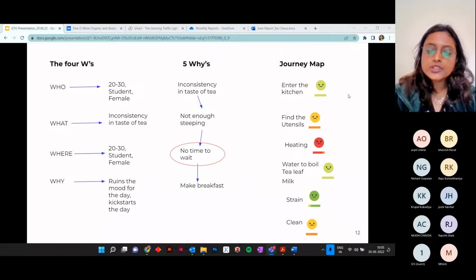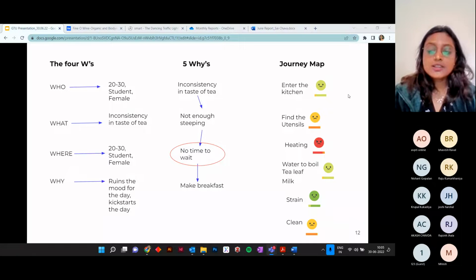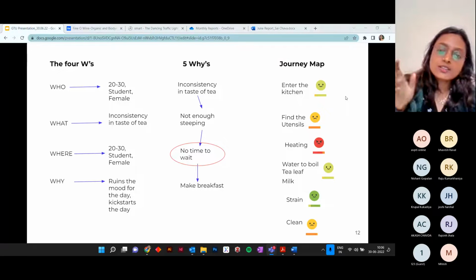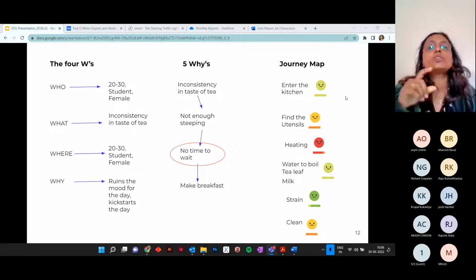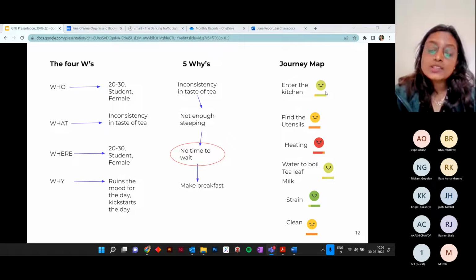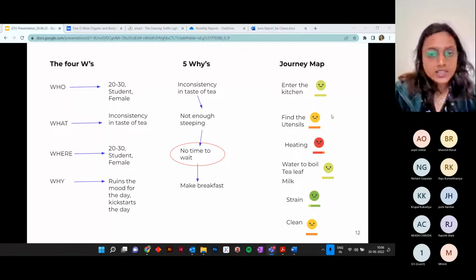Another technique is to do a journey map, which would be: as soon as I enter the kitchen, what are the tasks that I am doing until I exit the kitchen again. Usually when we do a journey map, you break down my journey into tasks, but you also ask me how I'm feeling while each task is going on. So you put an emotion scale next to it. When I enter the kitchen, I'm quite happy. It's a morning, it's a good day, and I still have to find the utensils. Then I'm feeling a little bit irritated because I have to open the drawers and then find it.